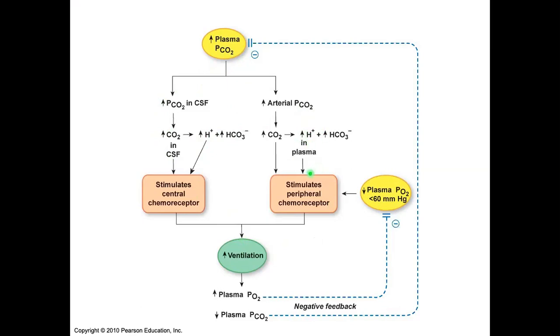Additionally, you could increase protons in a metabolic way, or with a metabolic issue, like let's say diabetic ketoacidosis. You're making excessive ketones, and it's acidifying the blood. You're not doing anything with CO2, but you have acidic blood.